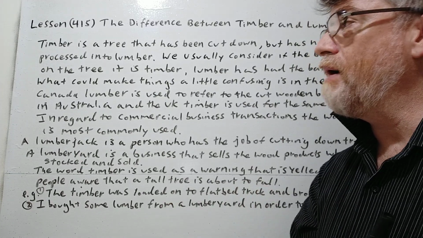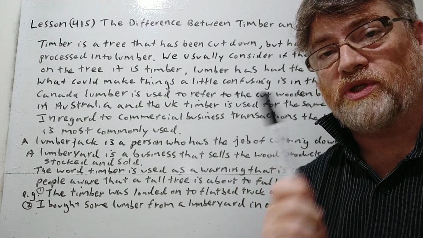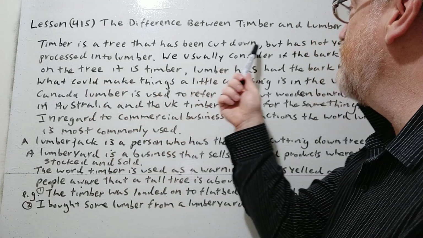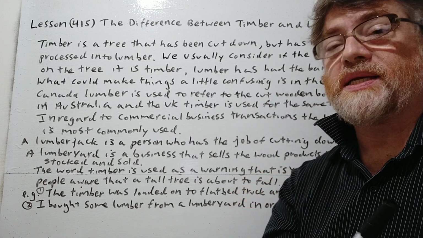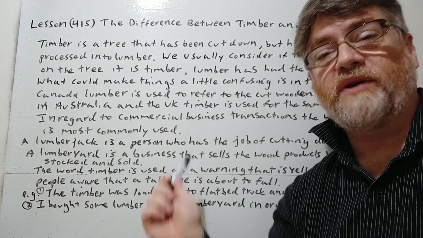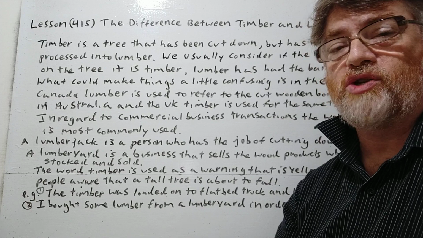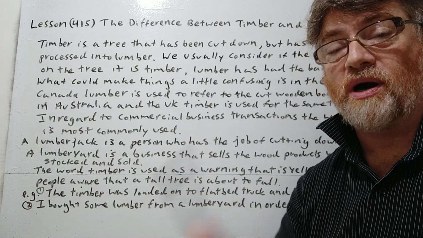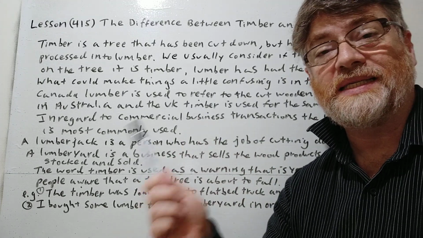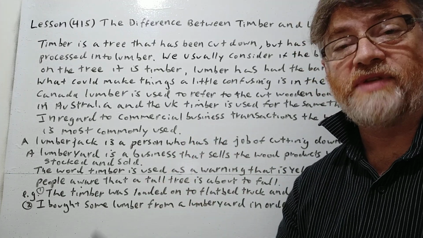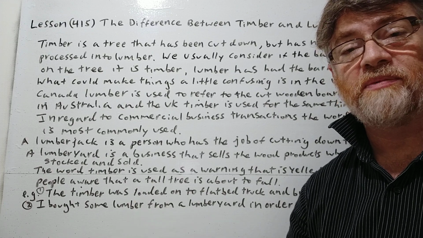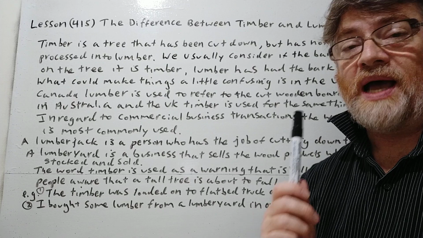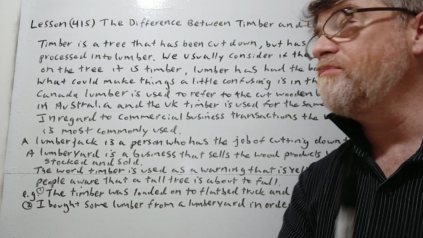All right, now especially in American English, we start with the first part. Timber is a tree that has been cut down but has not been processed into lumber. So when they first cut down the tree and they're putting it on the truck and transporting it to the lumber yard, to the place where it's going to be processed, it is still timber. I've seen in the past, sometimes they'll put it on a river and sail it down. However they do it, that's still in the timber form.